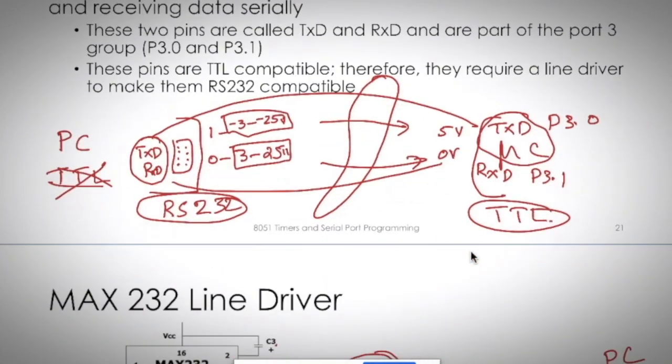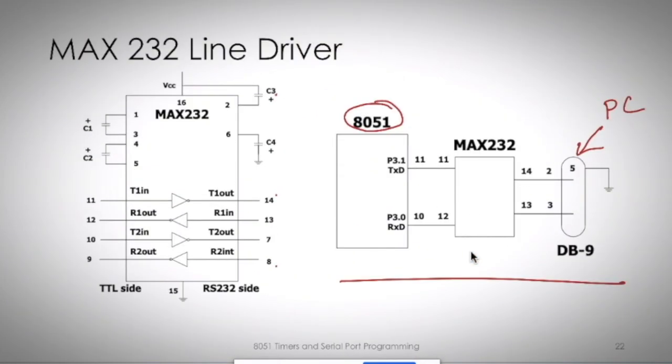So we will write it here. Two is RXD and 3 is TXD. 3 is transmit, 2 is receive. So this is about the DB9 pin which is there on the PC side. So let us think about only this much portion.